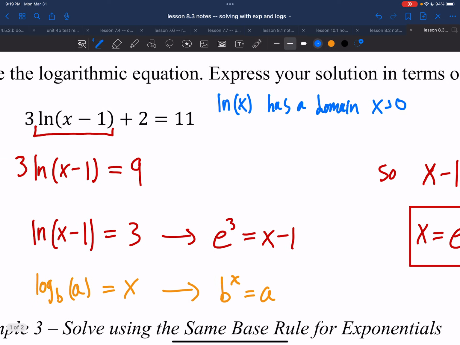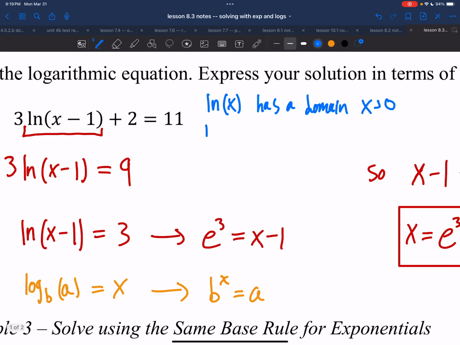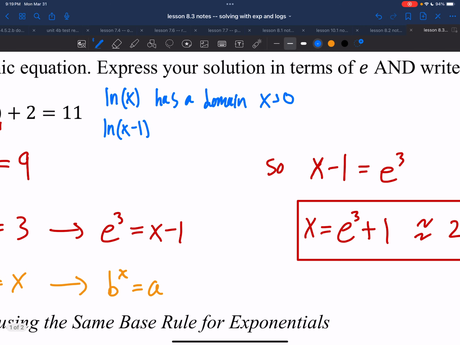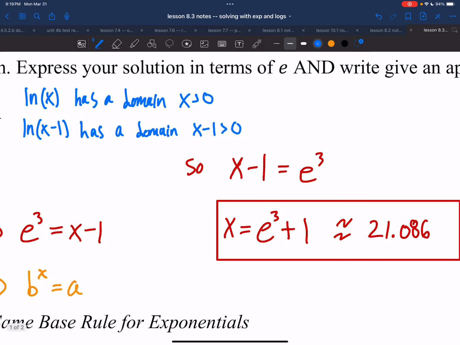But we've changed the input sum. Natural log of x minus 1 is shifted right 1, so it has a domain where the argument x minus 1 needs to be more than 0, which tells us that x needs to be more than 1. Okay? Why does this matter? Well, whatever answer you get for the problem, the answer needs to be more than 1. Okay? If it's not, then it's not going to fit.